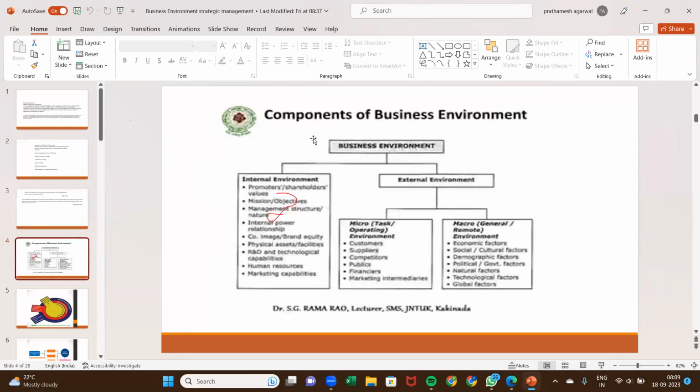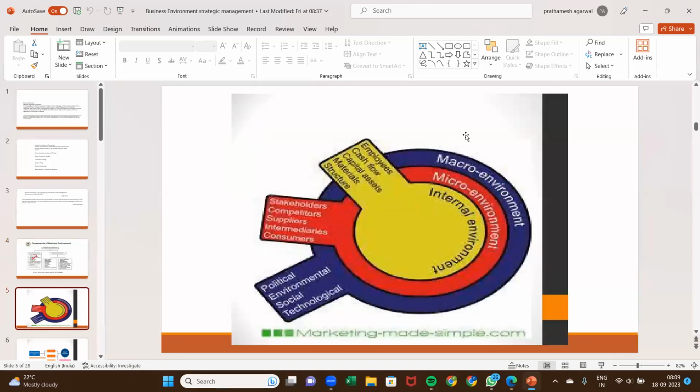Then we have seen a flow chart about the components of business environment. They are made up of the internal environment and external environment. We are going to focus more on the external environment, which is made up of micro environment, also called the task or operating environment, and the other is macro environment, which is also called the general or remote environment. Then I've just shown you the key diagram over here.